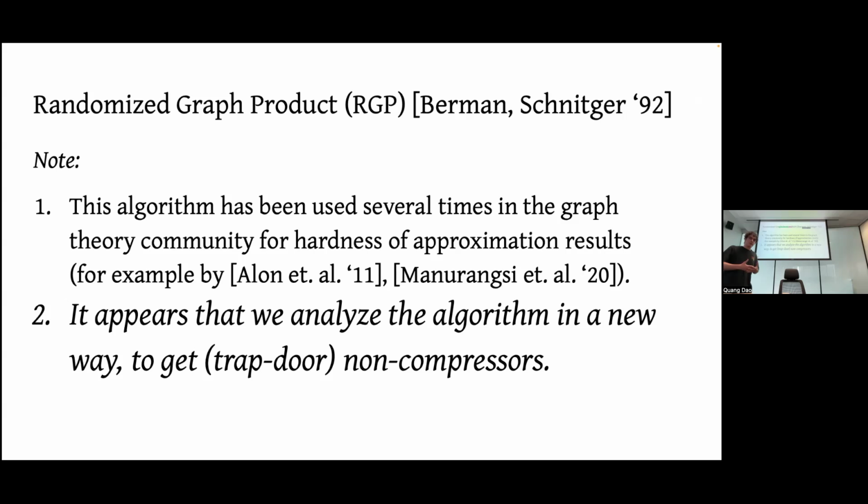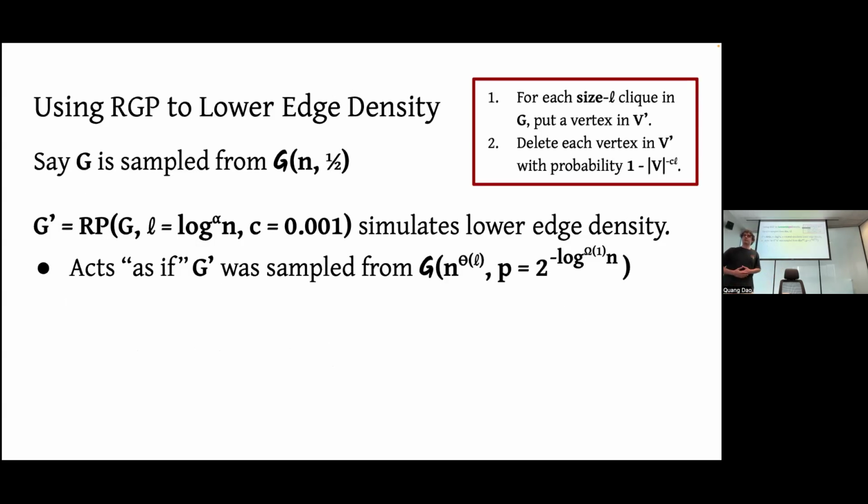Now, I note that this algorithm has been used several times in the hardness of approximation literature. For example, actually by the papers I mentioned at the beginning, by Alon and co-authors and Ananthakrishnan and co-authors. But it appears that we analyze it in a new context because our goal is to get these trapdoor non-compressors. Okay. Any questions before I move on to discussing, roughly speaking, the analysis? All right. Our goal is to use this randomized graph product to effectively lower the local edge density.